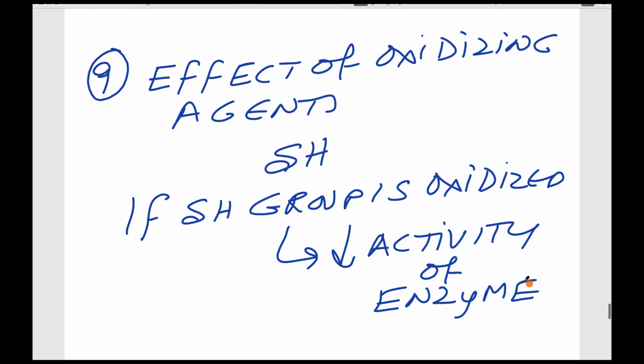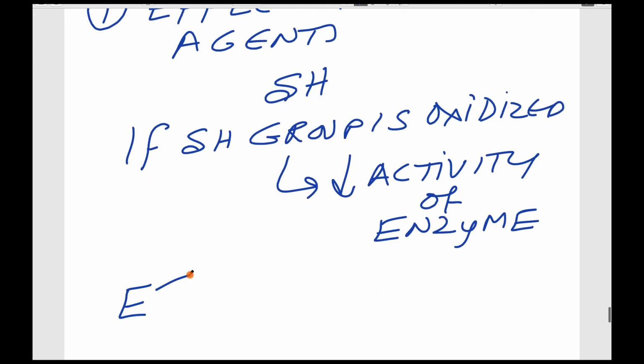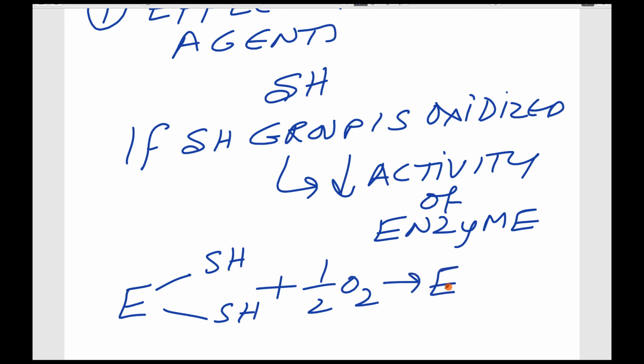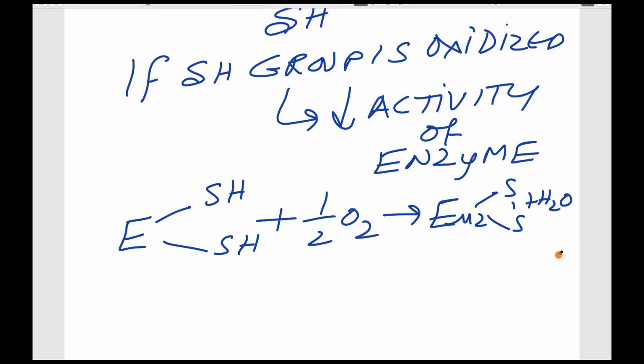Let me show it. Suppose this is the enzyme. This active site contains reduced sulfhydryl groups. Suppose in the presence of oxidizing agents, oxidation takes place. Then what will happen to the active site? The active site is changed, so that no reaction will take place. That is the reason reducing agents like glutathione are necessary to keep these sulfhydryl groups in a reduced state. These are the various factors which affect enzyme catalyzed reactions.